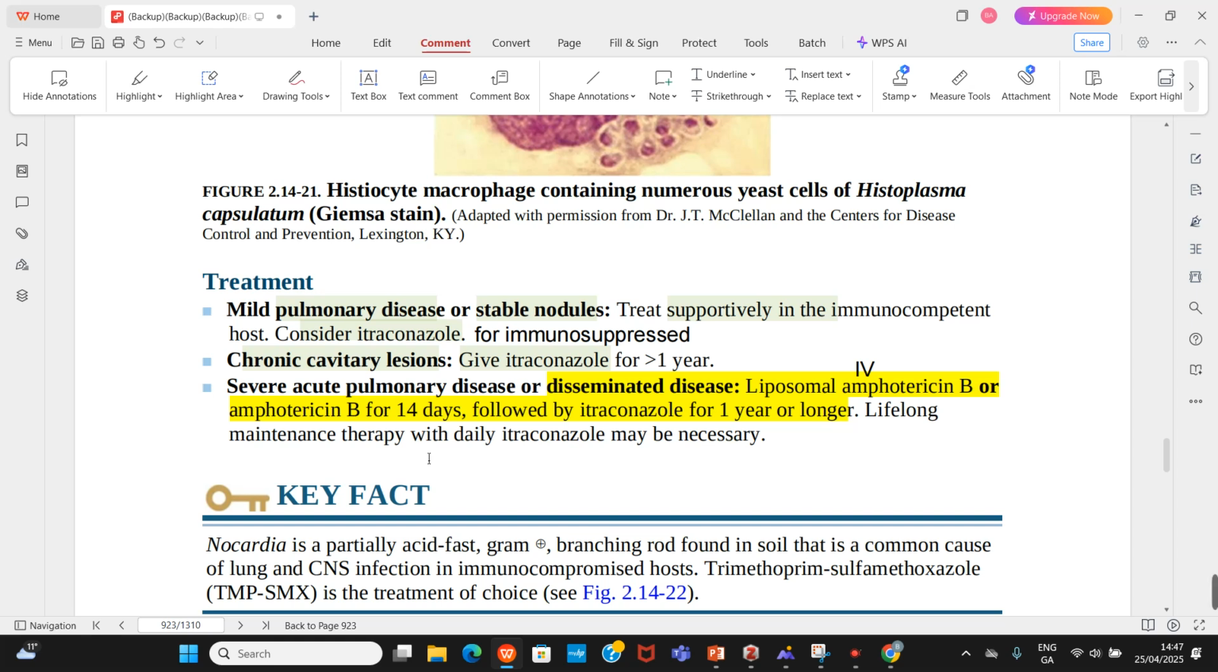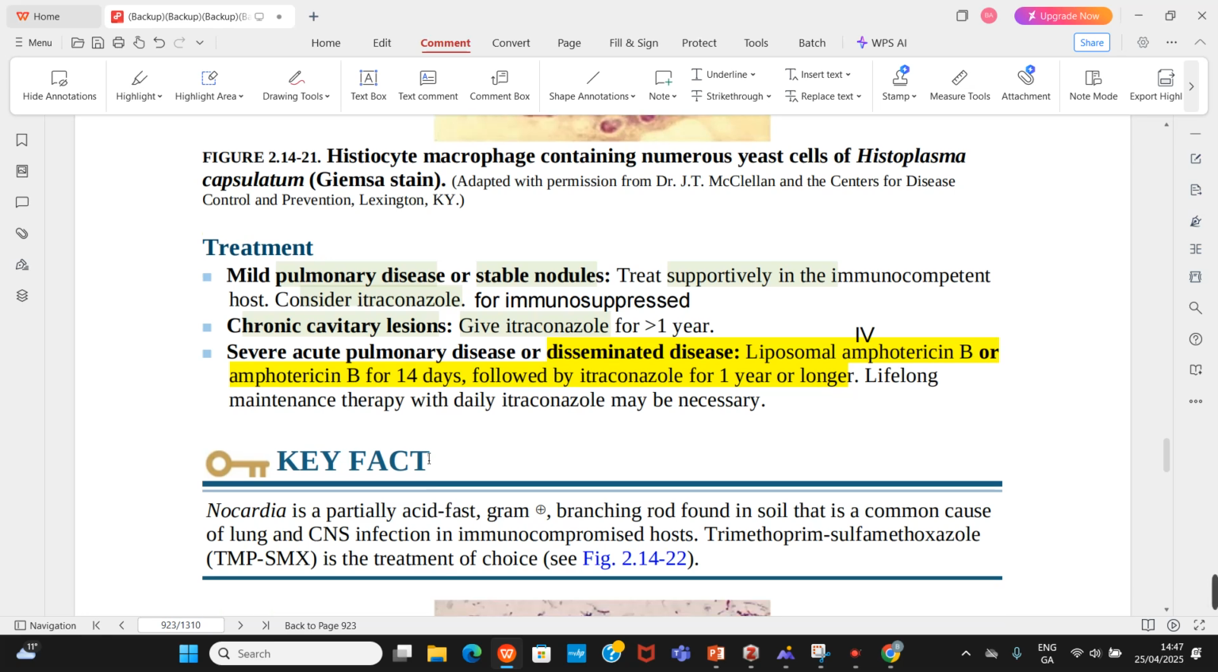So don't forget, if the person is having mild disease, not much problem, supportive treatment. If you want to give something, give itraconazole. If there are cavitary lesions there, give itraconazole for 1 year. If there is an active presentation, the person is actively coughing, we are seeing disseminated features, bone marrow involvement, you have to give amphotericin B that you maintain with itraconazole.